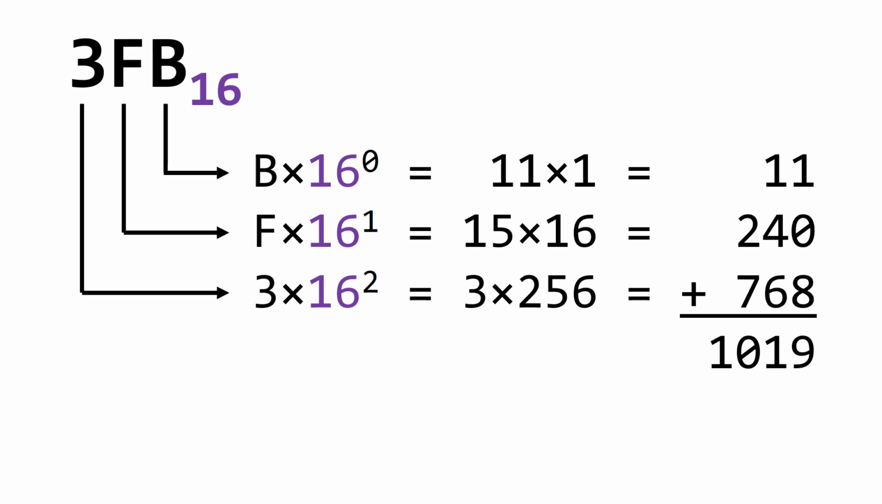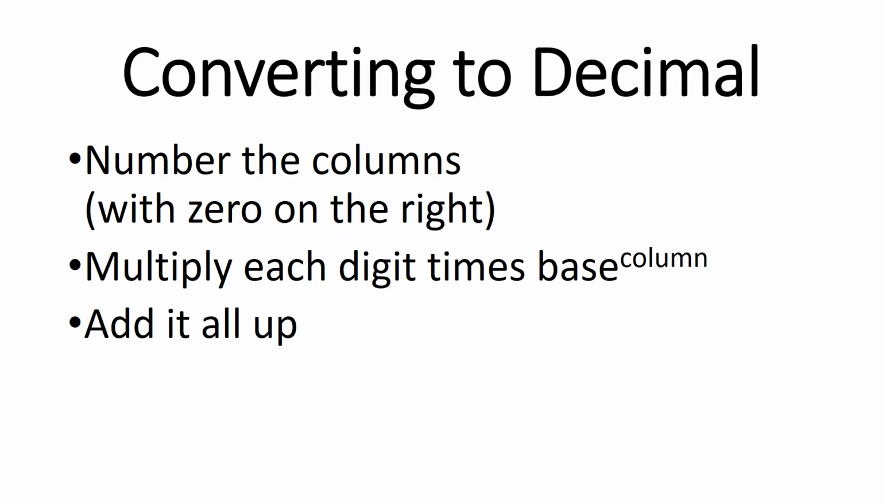That's all there is, really. To convert into decimal, you need to number the columns, starting with the 0 on the right, multiply each digit times the base raised to the column, and add it all up. You can now convert from any base into decimal.